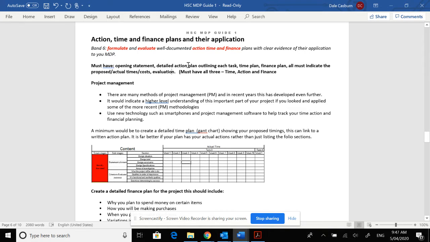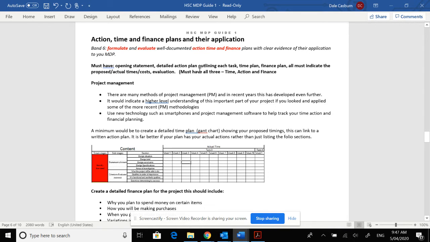So you need a detailed action plan outlining each task. You need to have that linked to some sort of time frame. A finance plan is important, and all of these probably should indicate the proposed and the actual times. We're talking about the finance plan, the costs, and as usual, an evaluation.